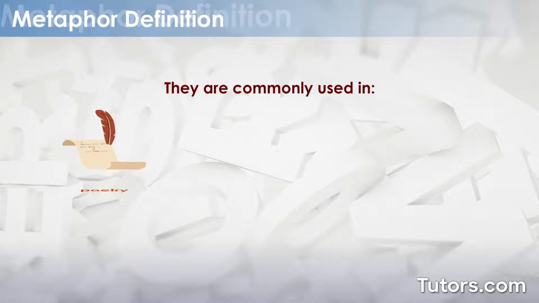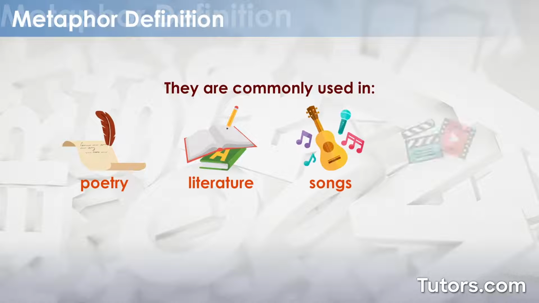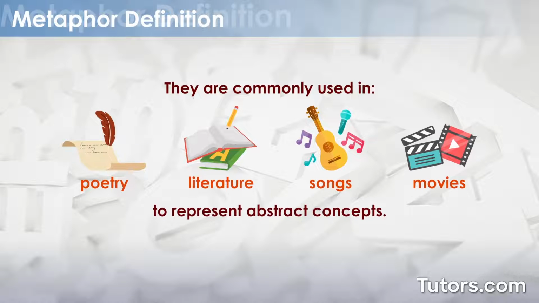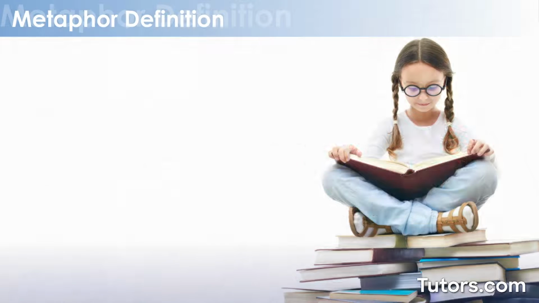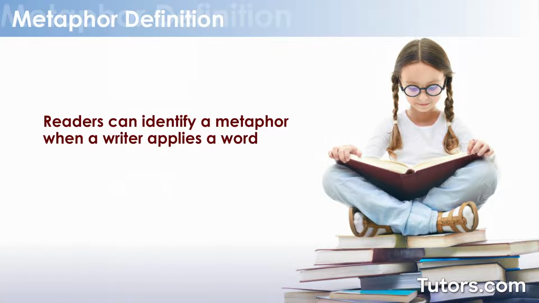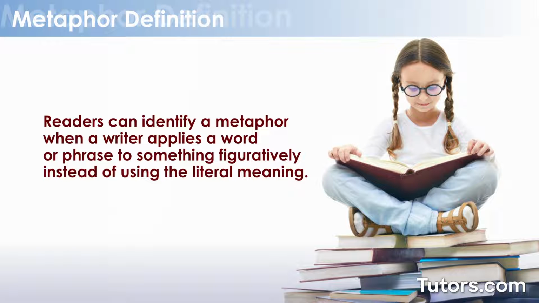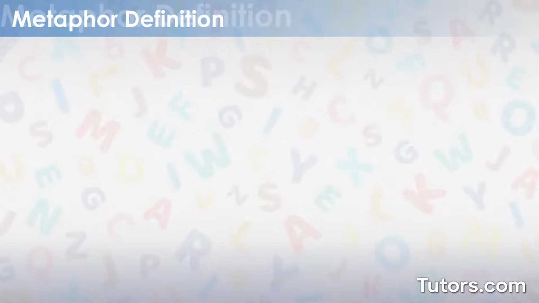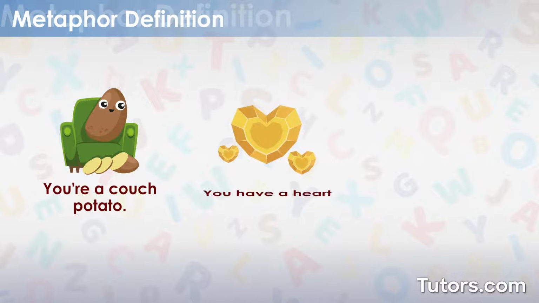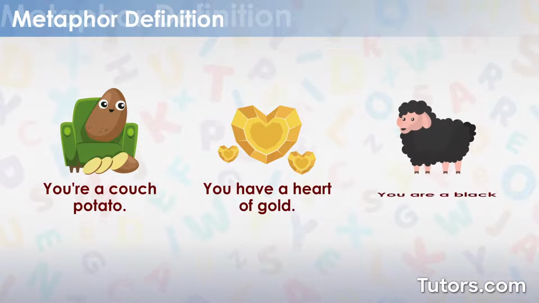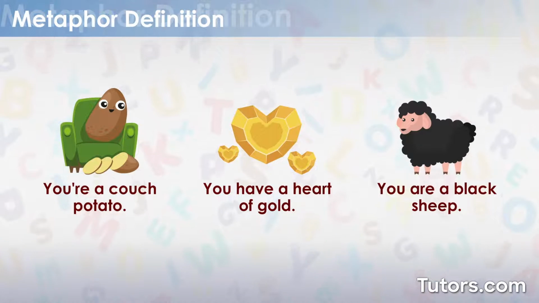They are commonly used in poetry, literature, songs, and movies to represent abstract concepts. Readers can identify a metaphor when a writer applies a word or phrase to something figuratively instead of using the literal meaning. Some examples of metaphors are: you're a couch potato. You have a heart of gold. You are a black sheep.